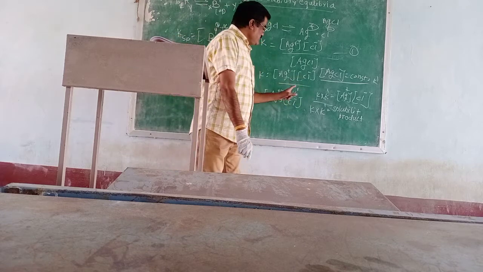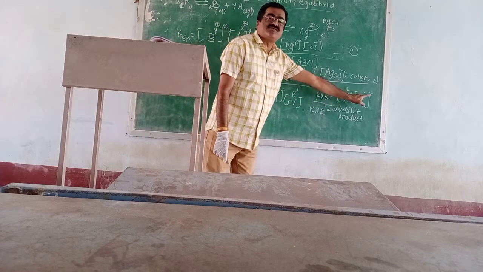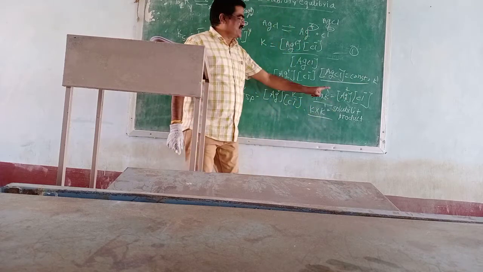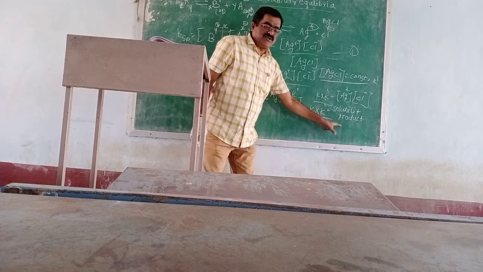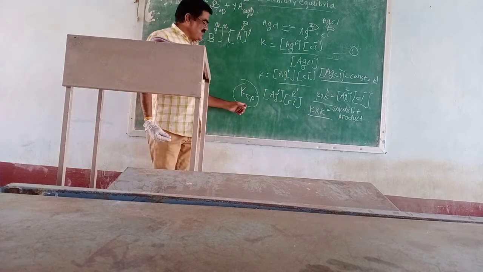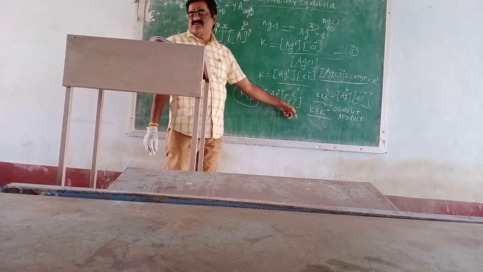K into K dash is equal to Ag plus Cl minus. But this K into K dash is nothing but the solubility product, and that solubility product is represented by Ksp. Hence, Ksp is equal to Ag plus Cl minus.